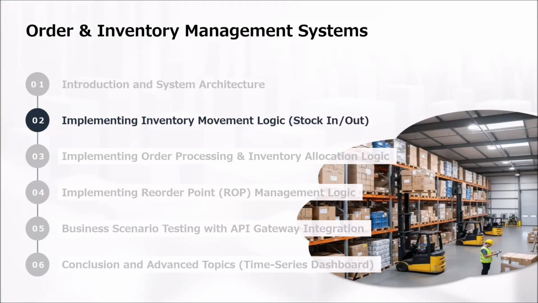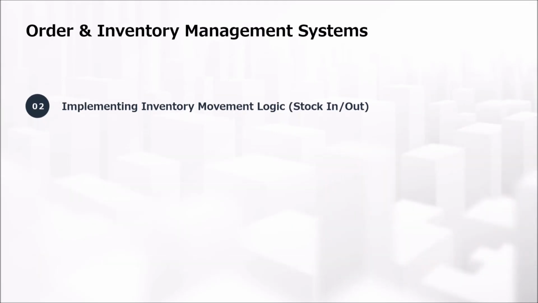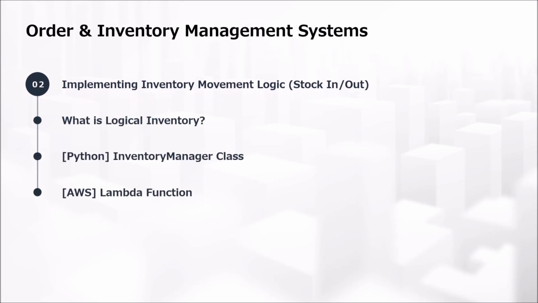Next, we will proceed to Section 2, implementing inventory movement logic. In this section, as our first business logic, we will develop the logic to calculate the changes in logical inventory using Python. The developed Python code will be deployed to AWS Lambda. But first, let me introduce the concept of logical inventory.